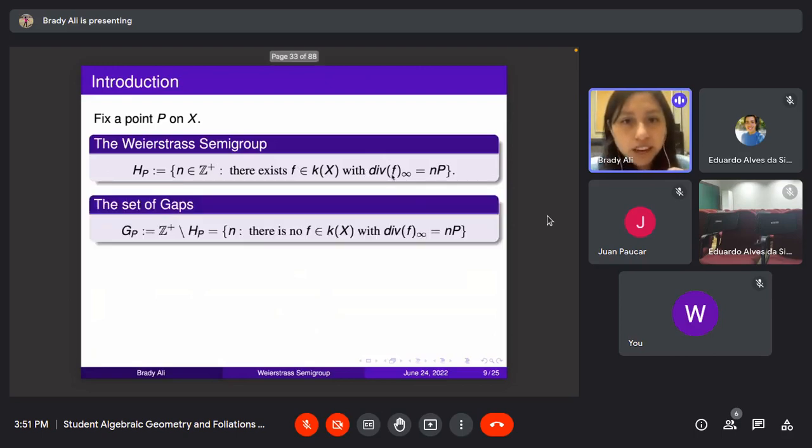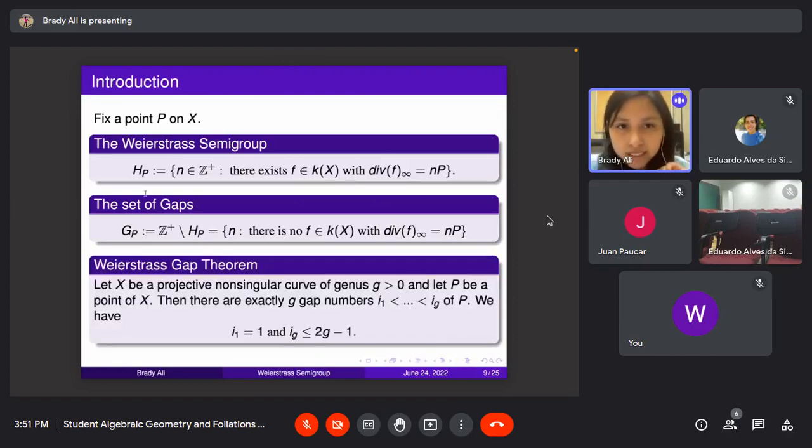So there is an important set that comes from the Weierstrass semigroup that is called the set of gaps, and it is the complement of the Weierstrass semigroup. Since we know that the Weierstrass semigroup is a numerical semigroup, we know that the complement is a finite set. So we call this complement the set of gaps, and we denote it by G_P. And this is defined as all the positive integers n such that there is no rational function that has a pole of order n at the point P.